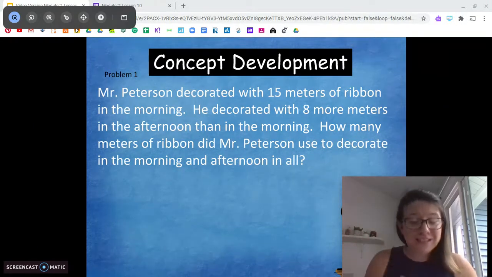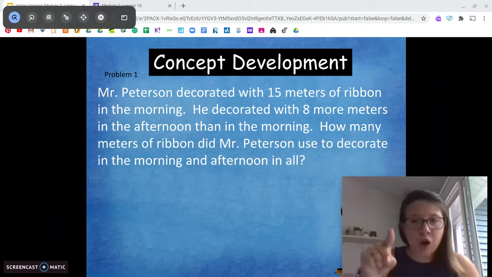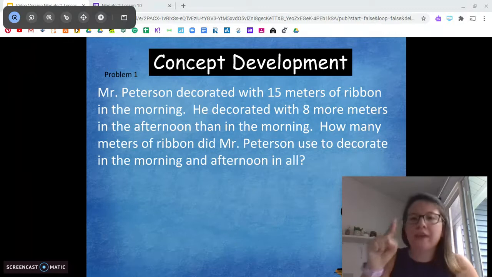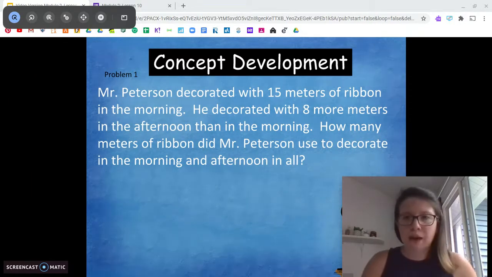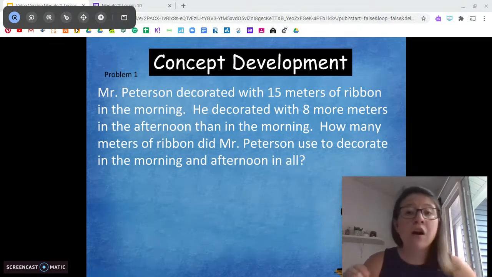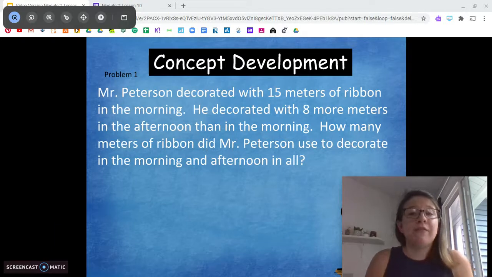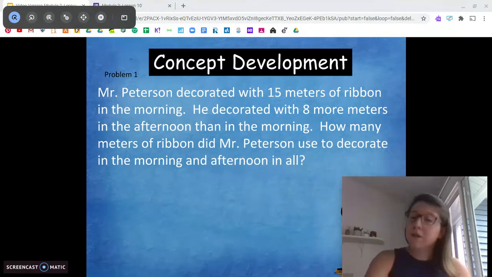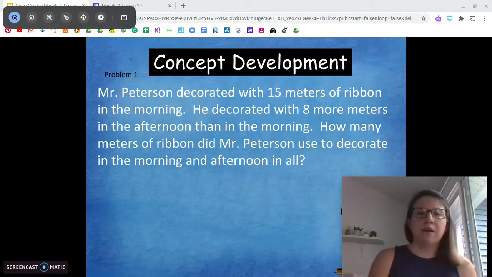So our first step is going to be to figure out what. Talk to someone at home about what you think our first step in the problem is. Pause the video and do that now. Good. Our first step is going to be to figure out how many meters of ribbon he decorated with in the morning. To do that, let's draw a tape diagram.